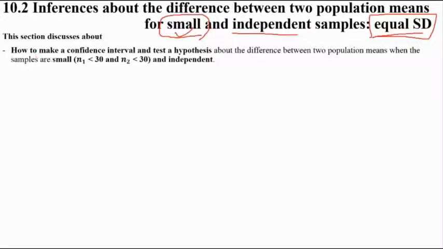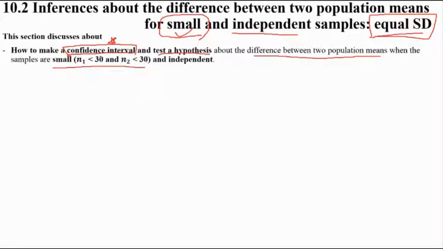So what we're going to talk about in this section. First of all, how to make a confidence interval. Today we deal with the confidence interval, and next time we talk about the hypothesis test. So, the confidence interval for the difference between two population means when they have a small sample.